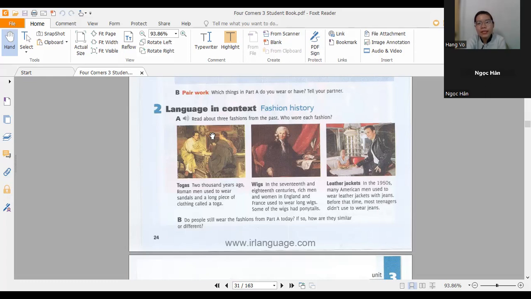Wigs. In the 17th and 18th centuries, rich men and women in England and France used to wear long wigs. Some of the wigs had ponytails. Leather jackets. In the 1950s, many American men used to wear leather jackets with jeans. Before that time, most teenagers didn't used to wear jeans.